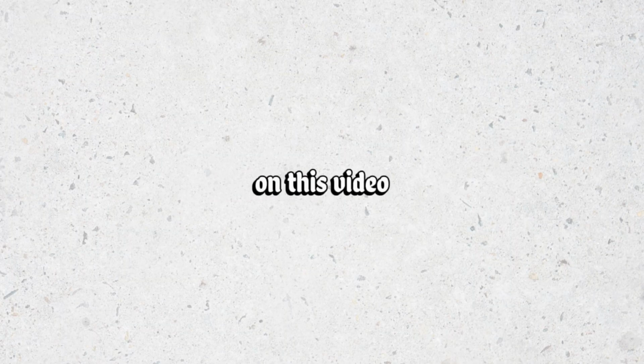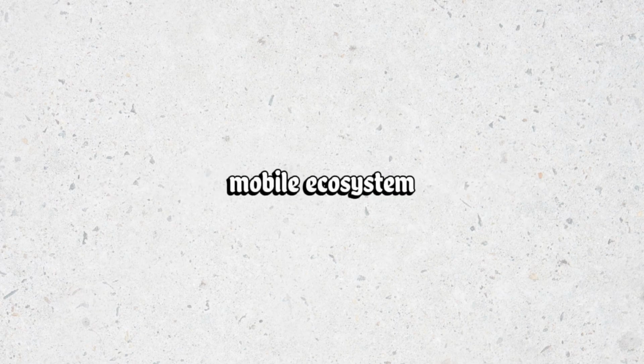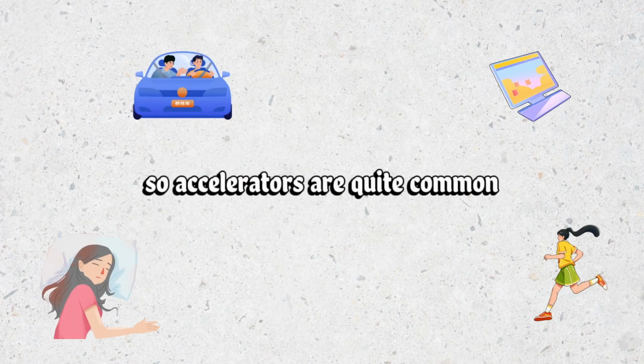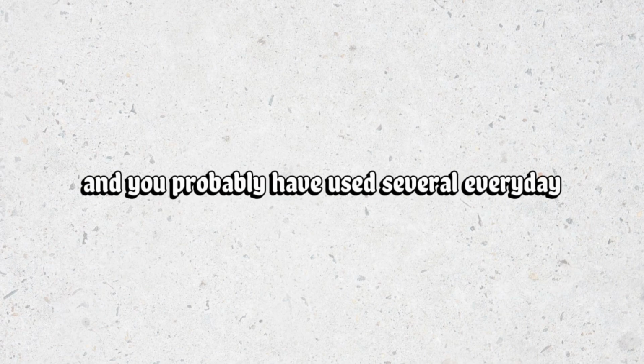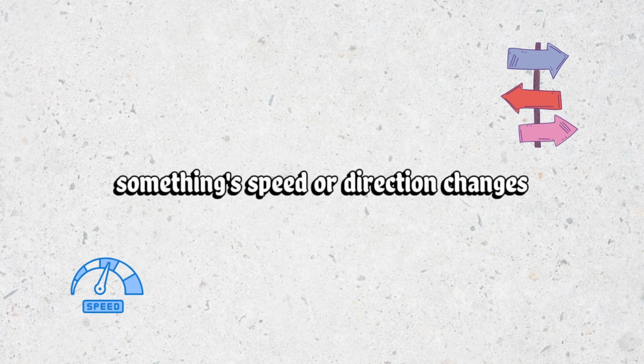In this video, we're going to look at building with accelerometers, which are part of the hardware facet of the mobile ecosystem. Accelerometers are quite common in modern devices, and you probably have used several every day. They're basically small sensors that measure acceleration. Acceleration is essentially how quickly something's speed or direction changes, okay?